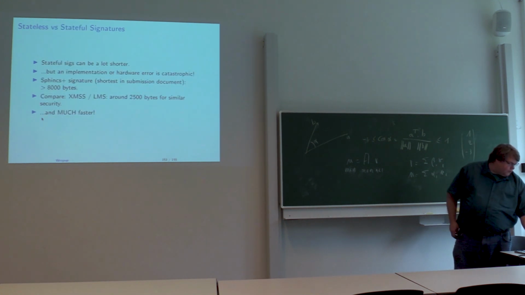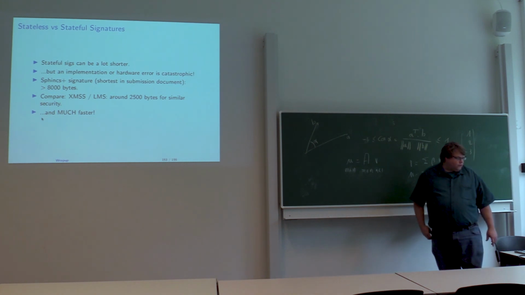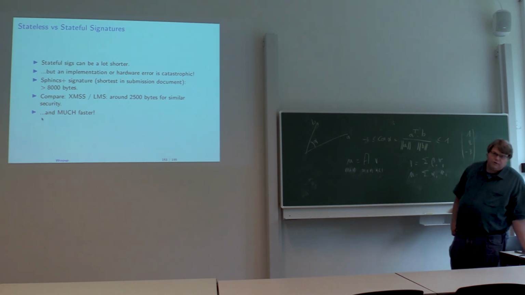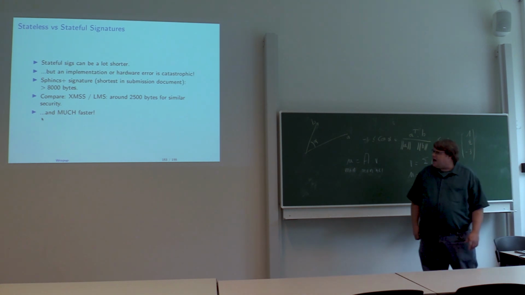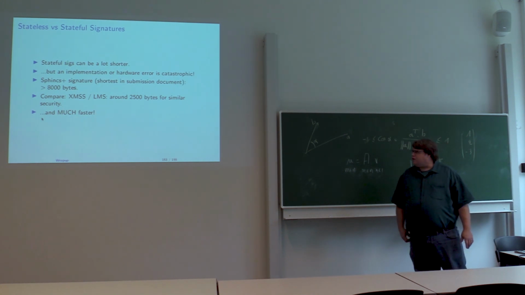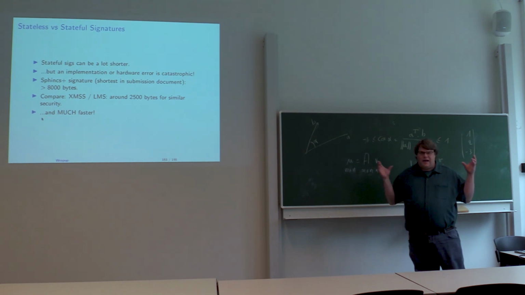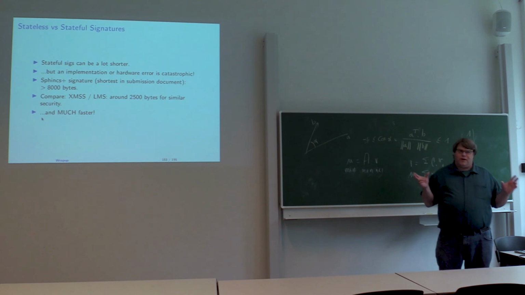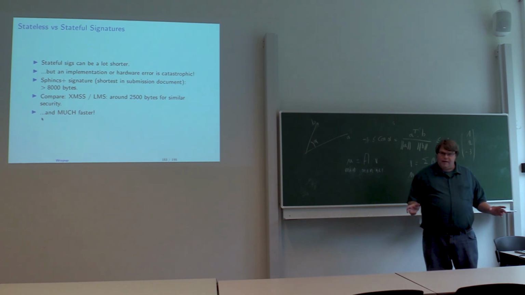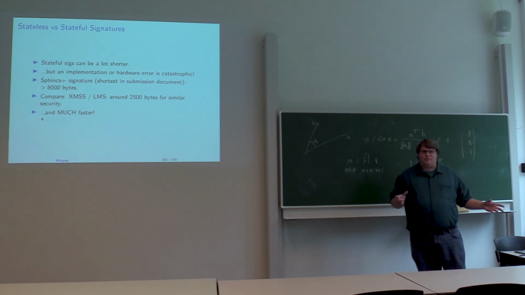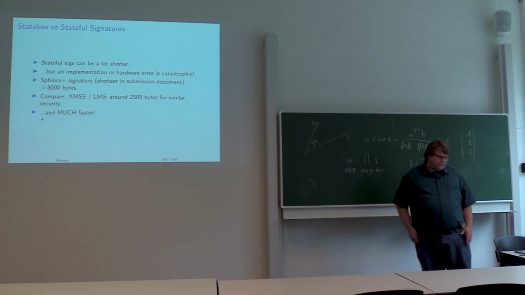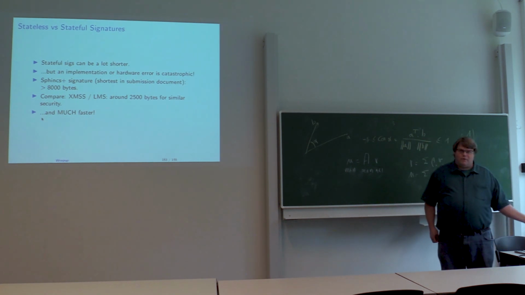And it's kind of interesting to look at the difference. So the shortest signature you can get, which is fairly slow to compute with SPHINCS+, is over 8,000 bytes. And comparable signature strength with XMSS or LMS is like 2,500 bytes or something. So you are paying a price for the stateless property, okay? But on the other hand, you're getting some benefit from that because you don't have to worry about reusing a key.